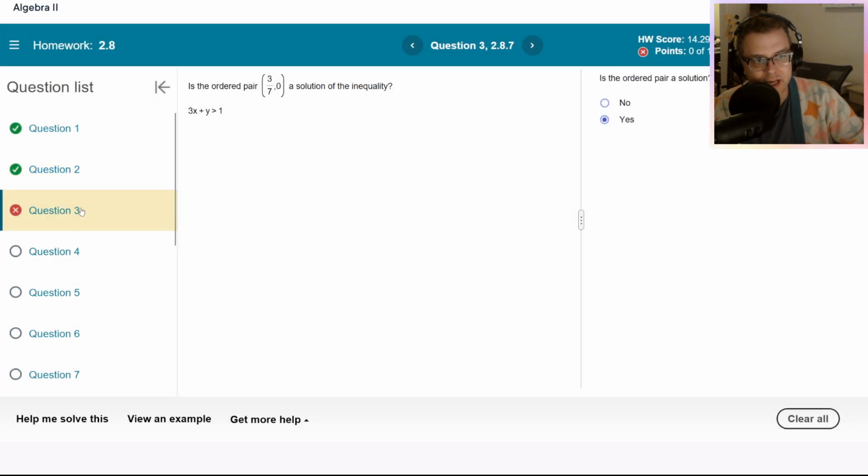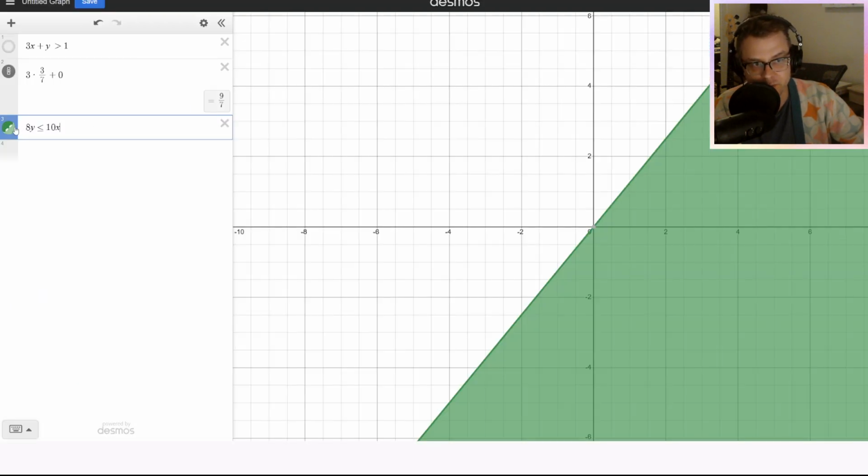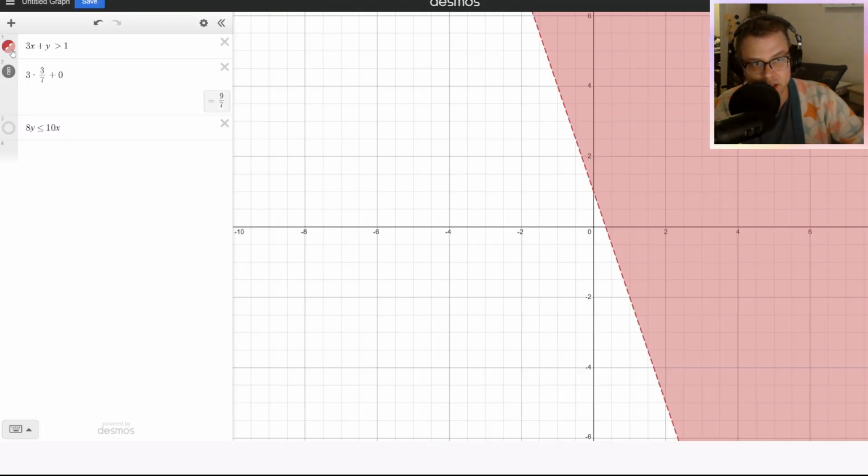Question 2, you got right. So for question 3, it says, is the ordered pair 3 sevenths, 0 a solution to this inequality? So basically it's saying if you put 3 sevenths where the x goes and 0 where the y goes, is it greater than 1? So we can solve that by putting it in Desmos like this: 3x plus y is greater than 1. This is the chart. So we're looking for a solution.